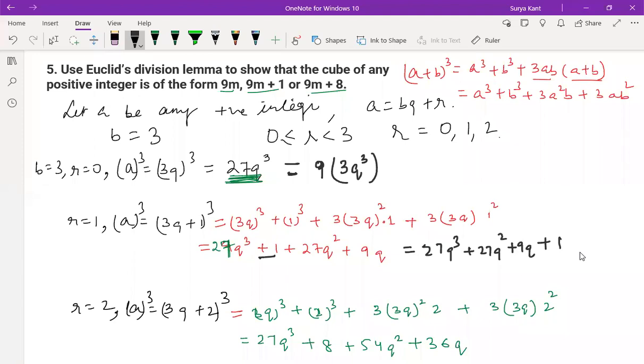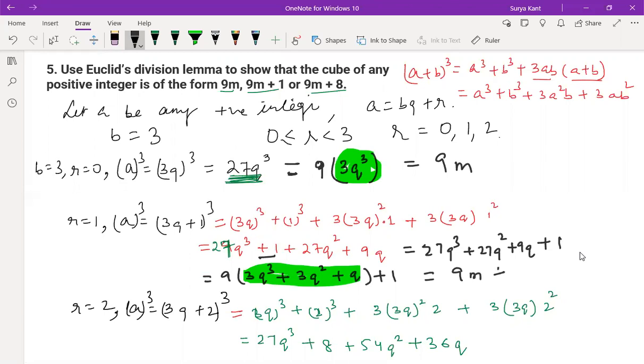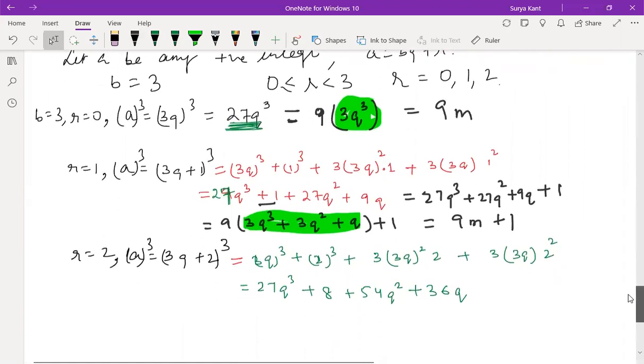Okay. So 9m plus 1, so we can take 9 common from this. So we'll get here 9 3s are 27 plus 9 3s are 27 again plus q is 9q only, no? 9q only, yes. q plus 1 plus 1. So see, we can write this whole part as m. So ultimately for this we can write 9m plus 1, and for the last one can we write 9m plus 8, just check.